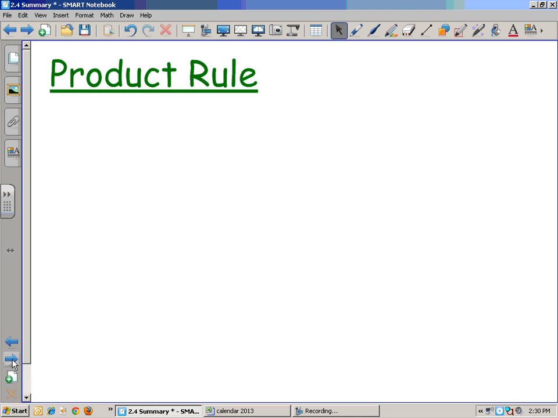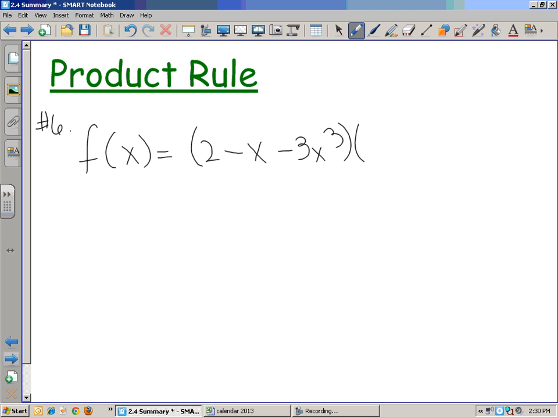So let's take a look at the product rule, and let's just do an example. We want to start with something that's in our book because we want to get familiar with it. The notation in our book sometimes is a little odd, but that's okay. We're going to do an example straight out of the book. This is number 6. Number 6 says 2 minus x minus 3x cubed times 7 plus x to the 5th.